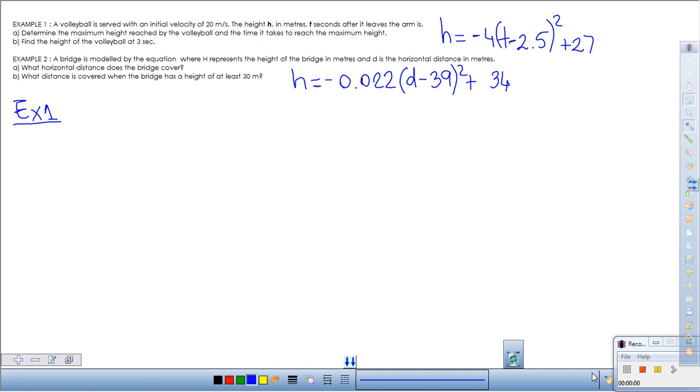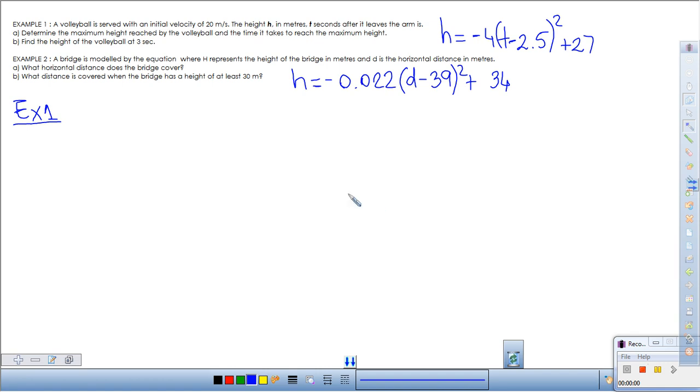A volleyball is served with an initial velocity of 20 meters per second. So the height, h, is in meters, and the time is in seconds after it leaves the arm, and the relationship is h equals -4 times (t minus 2.5) squared plus 27. Now the first question is asking us to determine the maximum height reached by the volleyball and the time it takes to reach the maximum height.